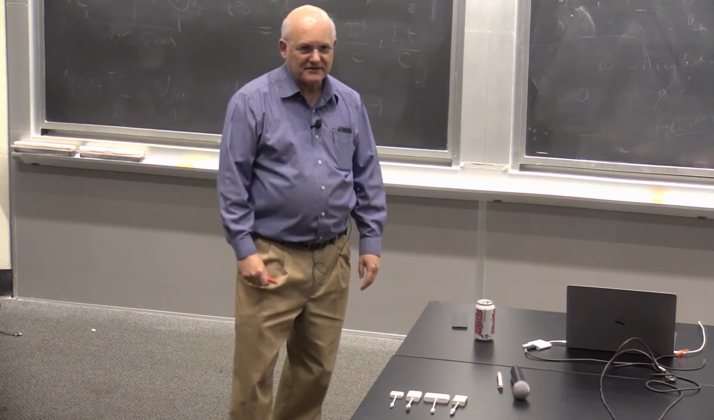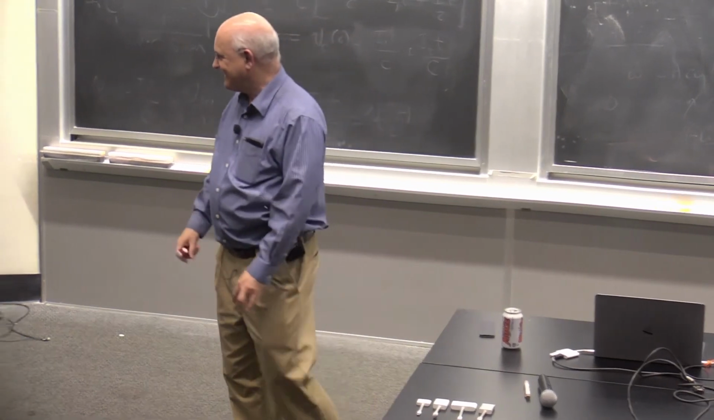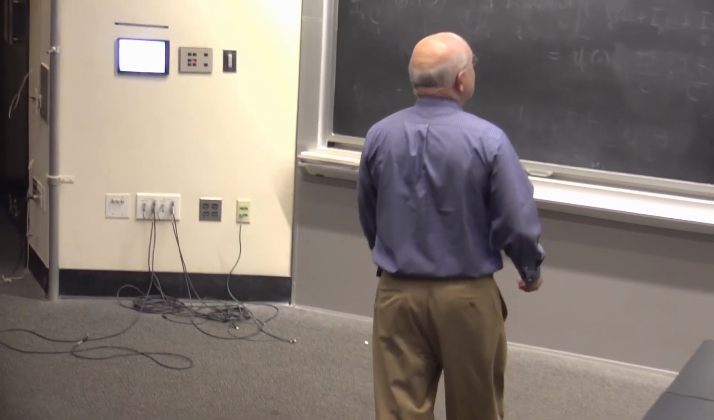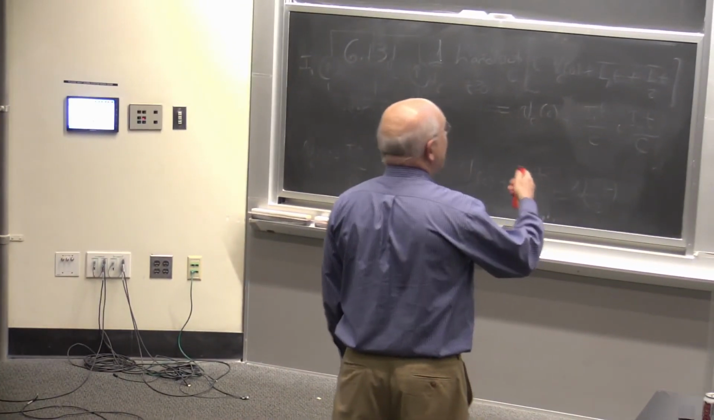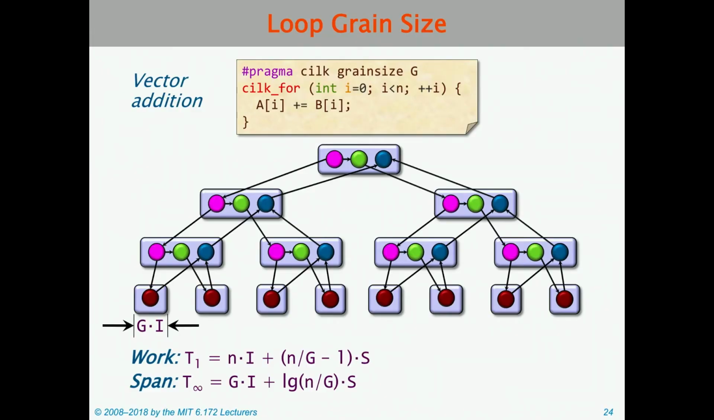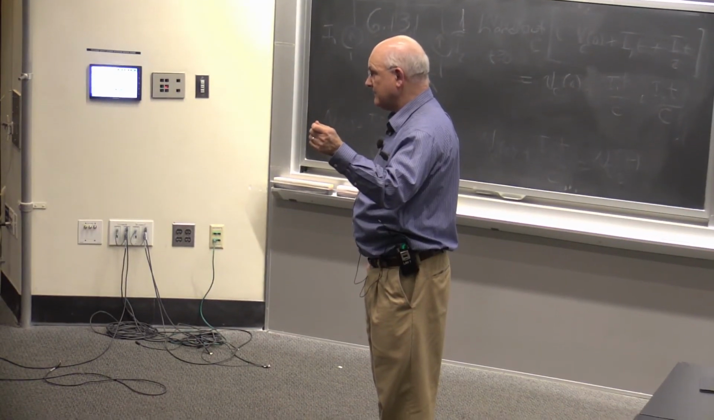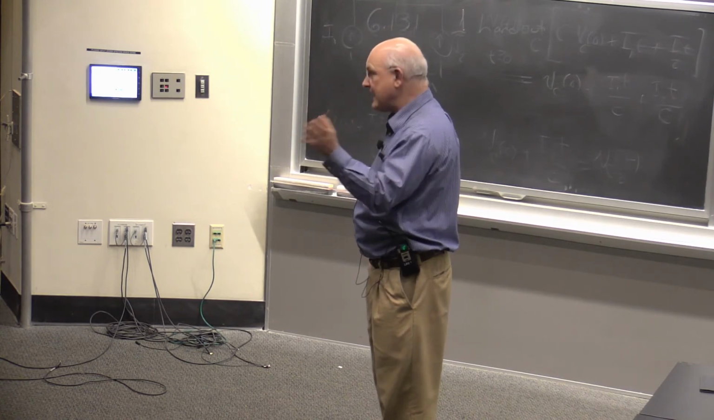Somebody asked me a question. Yes? Can you explain the second half of that work function again? Yeah, the second half of the work part, n over g minus 1. The first thing is, if I've got g iterations at the leaves of a binary tree, how many leaves do I have if I've got a total of n iterations? N over g, right? So that's the first thing.